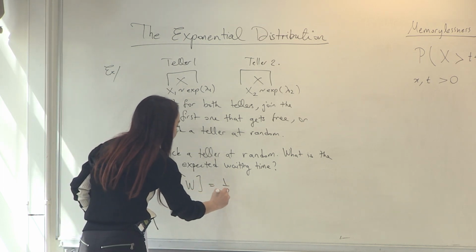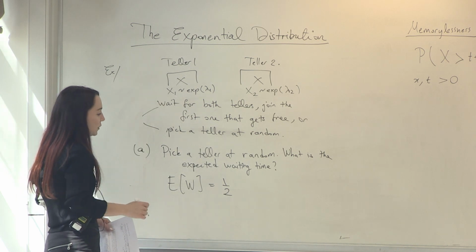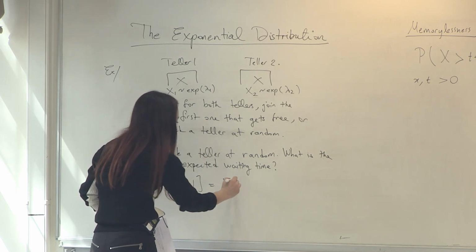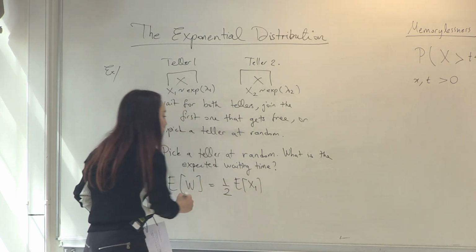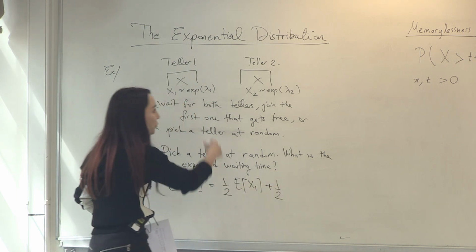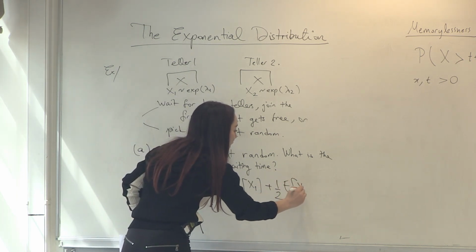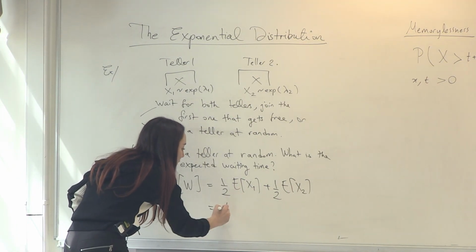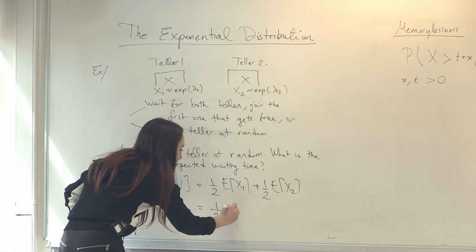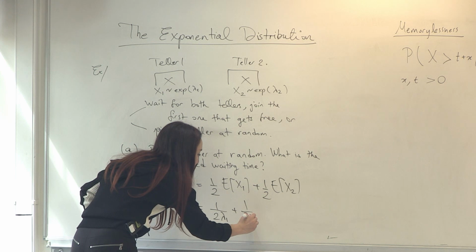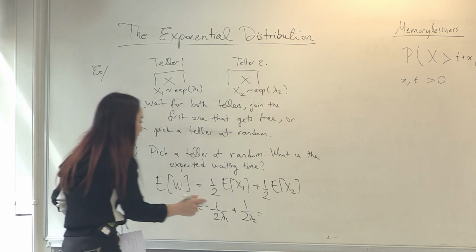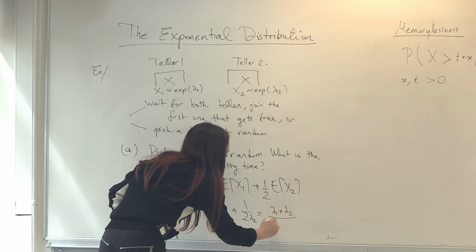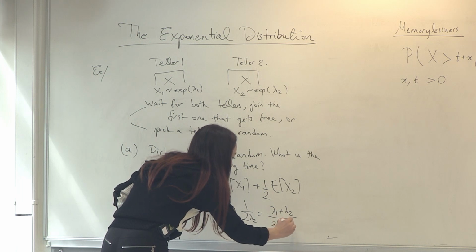So with probability 1/2, you selected the first teller, and the expected waiting time is expectation of x1. And with probability 1/2, you pick the other one. The expected waiting time is the expectation of x2. Well, that is 1 over lambda 1. I'm sorry, 1 over 2 lambda 1, plus 1 over 2 lambda 2. If you want, let's write it as (lambda 1 plus lambda 2) over (2 lambda 1 lambda 2).